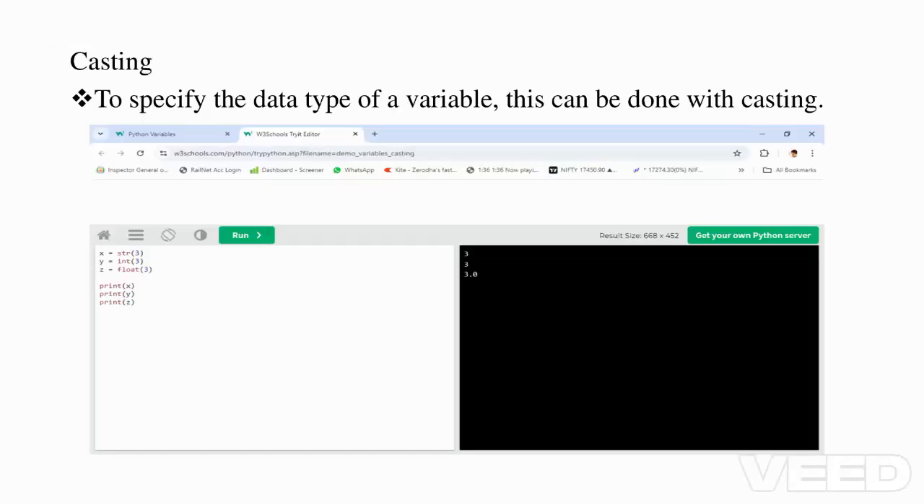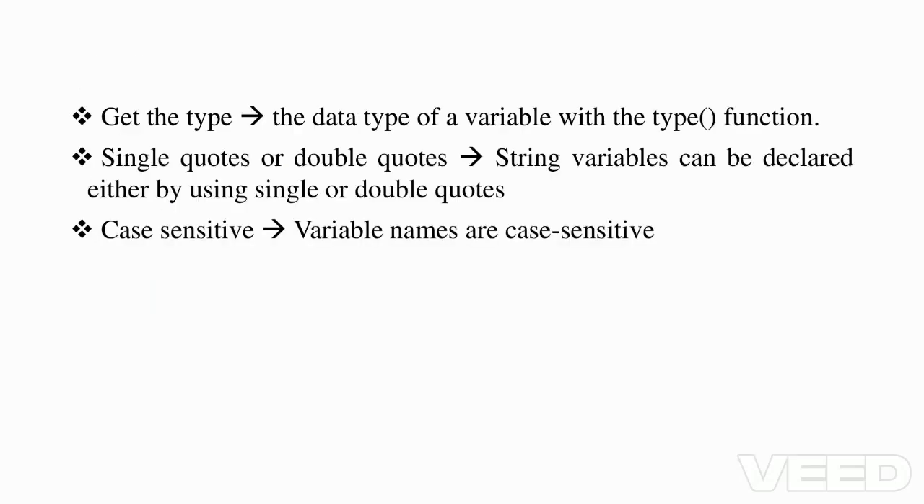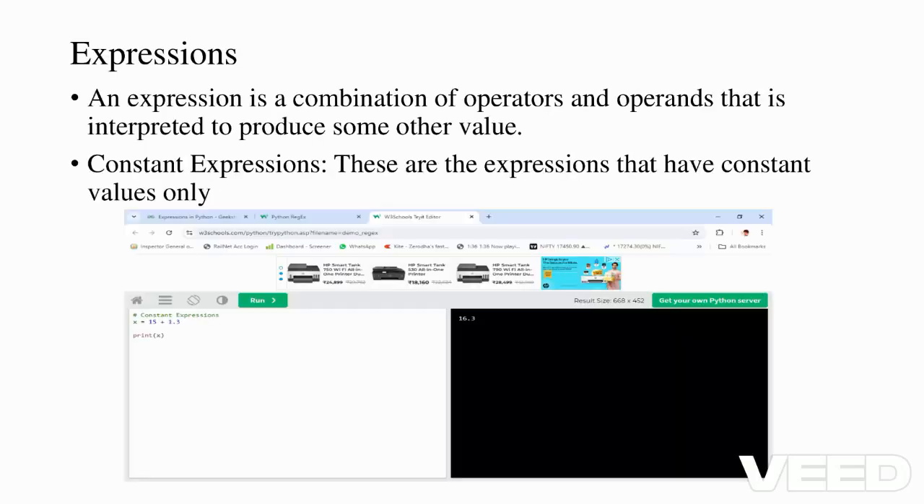And next we are going to see what is meant by casting. To specify the data type of a variable, this can be done with casting. Get the data type of a variable with the type function. Single quotes or double quotes: string value variables can be declared either by using single or double quotes. Variable names are case sensitive.